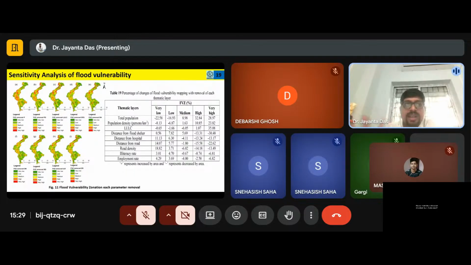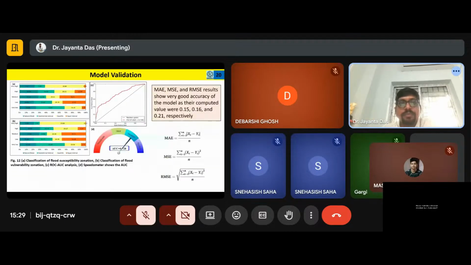So this is the similar analysis for flood vulnerability. This was flood susceptibility and this was flood vulnerability. All are important parameters. You can see we cannot remove any parameter because all parameters are sensitive for this flood vulnerability mapping. Now coming to the model validation.